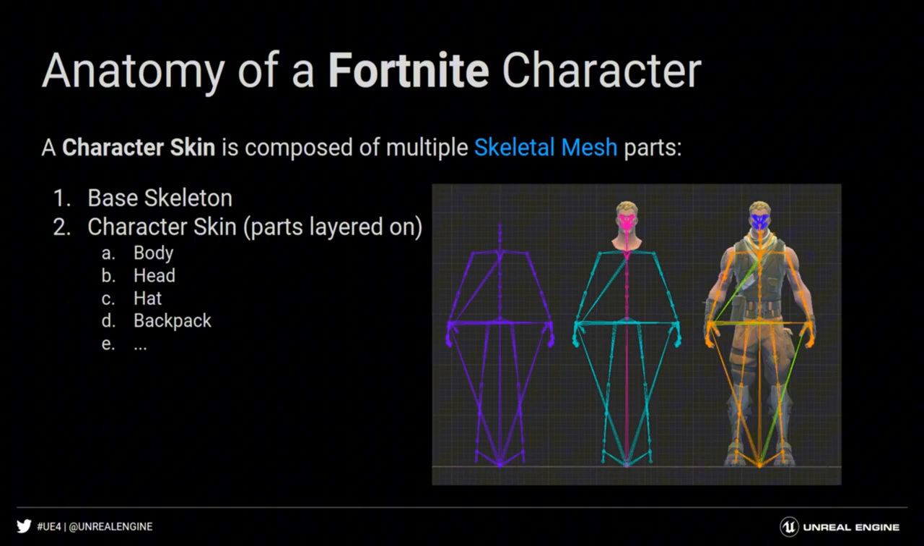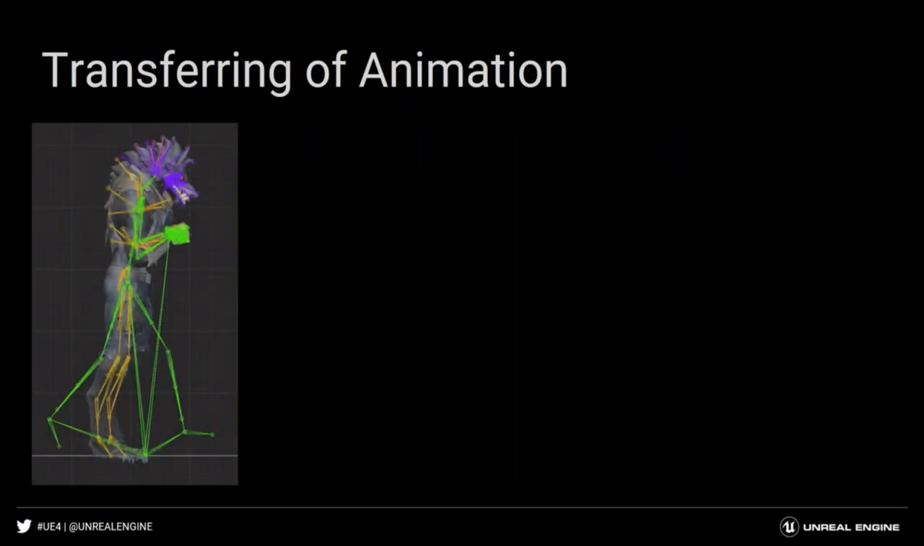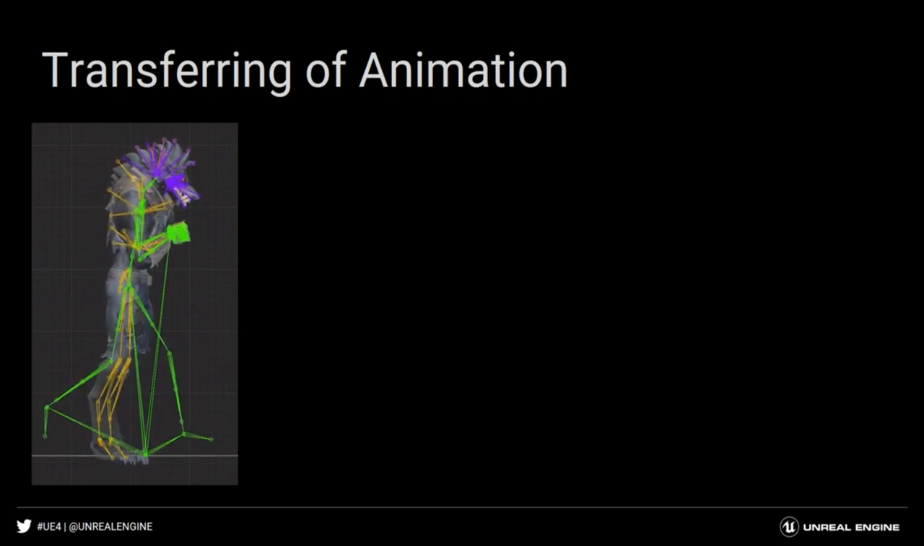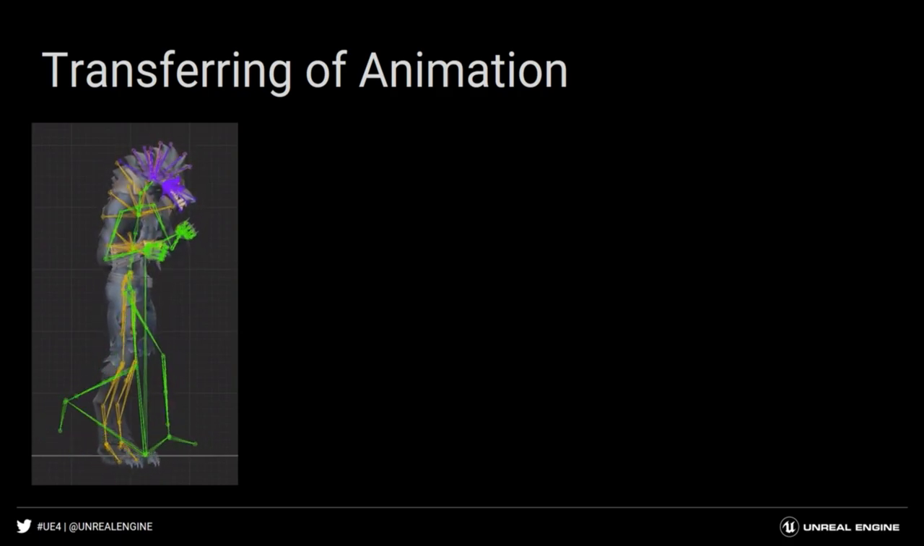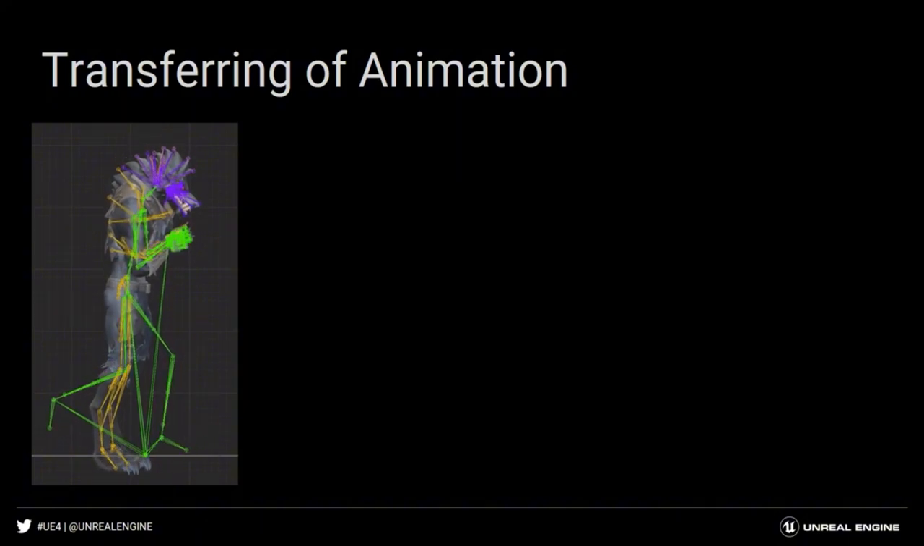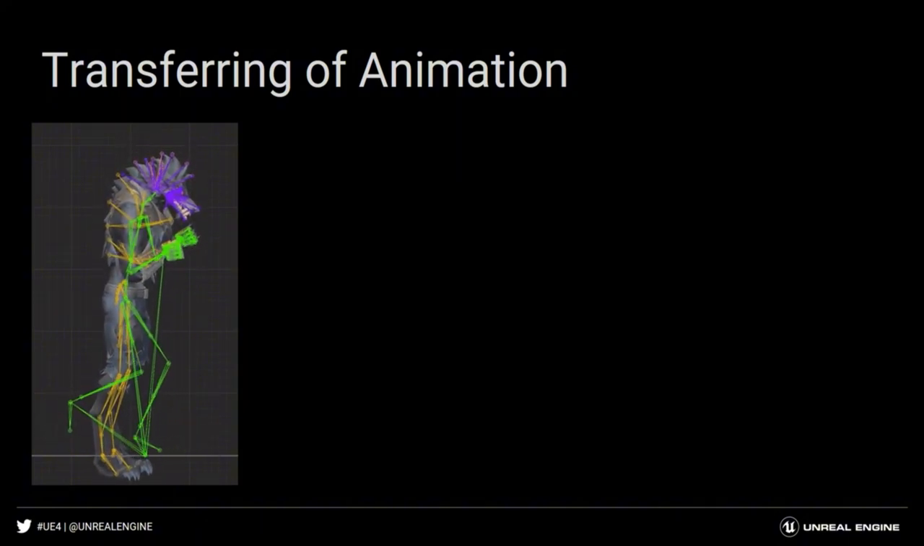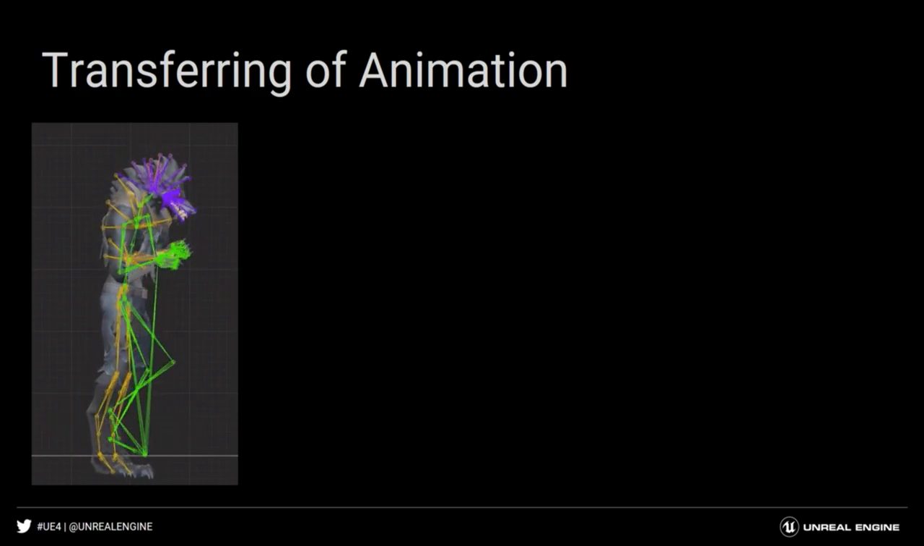These are the individual skeletal mesh pieces. So the backpack, the body, the head. If any of you have played Fortnite, all the custom different pieces that can go on get layered on top of the base skeleton. So how do we transfer the animation from our base skeleton over to the werewolf? Here you can see the green is the base skeleton playing this jog animation, and the werewolf with the gold skeleton, the upper body, the joints are the same. The lower body, the joints are different. So the lower body doesn't know what to do with that animation data.